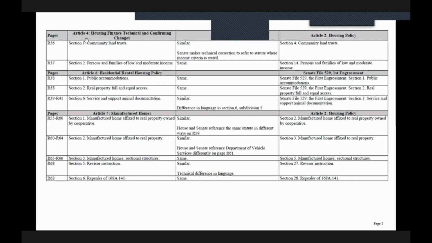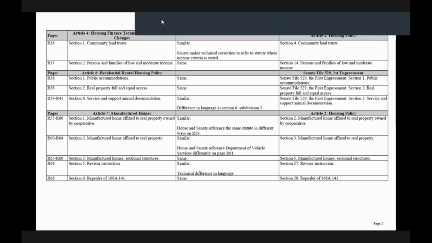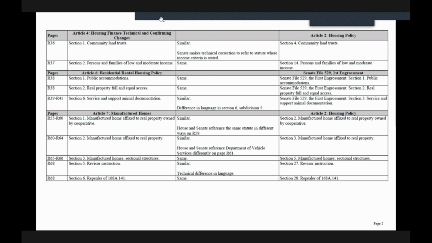Madam Chair, Representative Agbadje has raised her hand. Representative Agbadje: Just have a clarifying question for House and Senate staff. So when the section of law is referred to in different ways, does it make any substantial changes in the interpretation of the section? Ms. Mullen, is that a question for you?